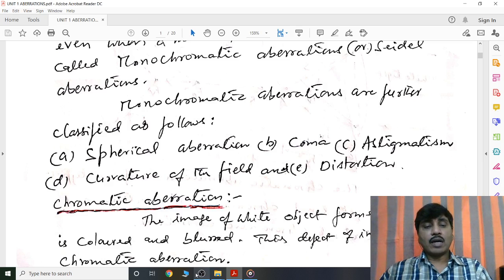Here I would like to explain the chromatic aberration clearly. Chromatic aberration: the image of a white object formed by a lens is colored and blurred. This defect of image is known as chromatic aberration. That means the lens is not able to form the image of a white object as a white image.